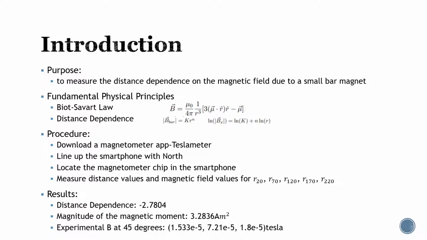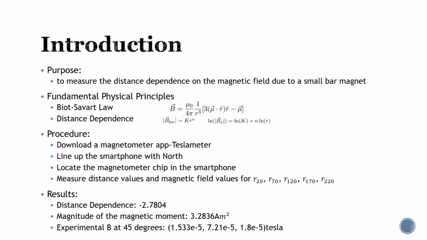The goal for this lab is to measure the distance dependence of the magnetic field due to a small bar magnet. Some fundamental principles involved in this lab include the Biot-Savart law and the distance dependence relationship of a bar magnet. The procedures for this lab are as follows.